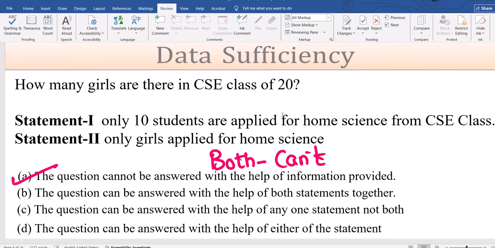If the question were how many girls applied for home science in the CSC class of 20, then both statements put together would be sufficient, because that is specified. But here the question is how many girls are there in the CSC class of 20, and both statements put together are not enough. Out of 20, 10 are girls, but we cannot say the remaining 10 are boys; among them there may be both boys and girls. That is the problem, so both statements put together are not sufficient for this question.